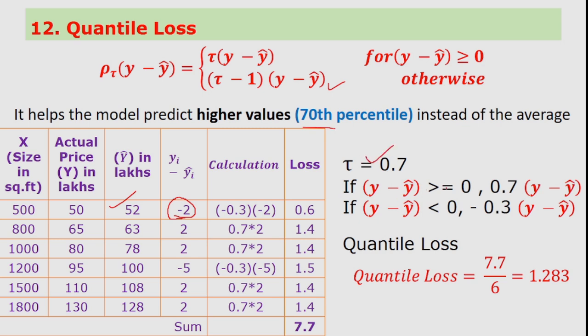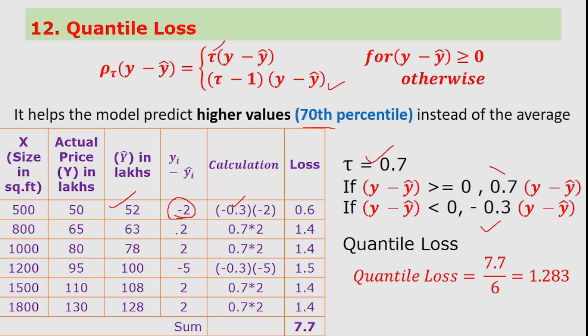So if y minus y hat is greater than 0, we need to go with 0.7, that is tau 0.7 times (y minus y hat). If it is less than 0, for negative cases, the factor is 0.7 minus 1, which gives minus 0.3, times (y minus y hat). So in the first case, it is negative, less than 0, so we are going with the second equation: minus 0.3 times the difference between the actual value and the predicted value, which is minus 2. So you will get minus 0.3 into minus 2, which is 0.6.